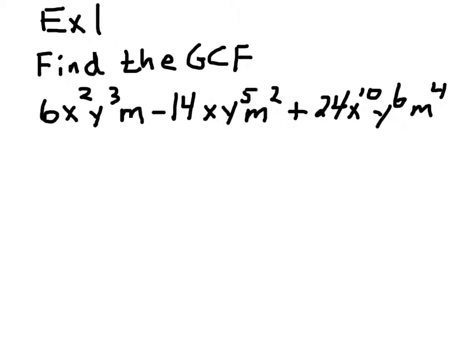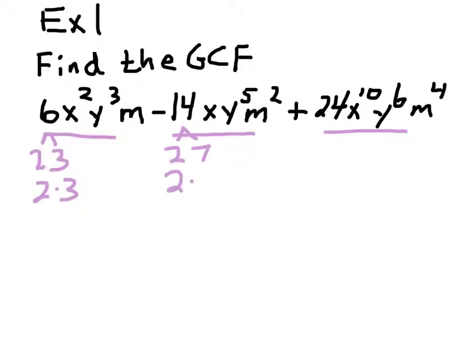All right, let's take a look at example 1. And let's really get into this now. It says find the greatest common factor. Now, what I have here is 3 terms. And we want to find the greatest common factor of these 3 terms. So the first thing I'm going to do is my factor trees. For 6, it's 2 times 3. I'm going to do my product of primes for 14, 2 times 7. And for 24, let's see, I could use 4 times 6.